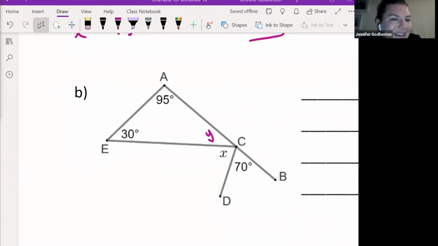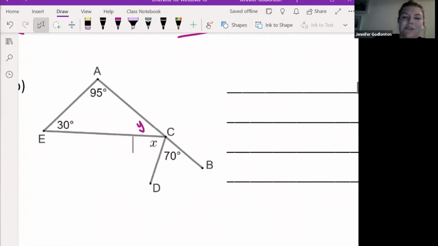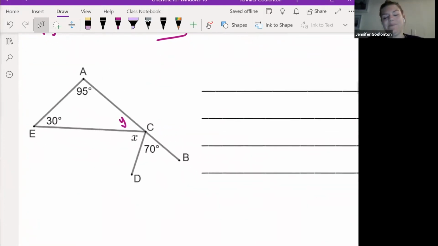Anam, what are you sitting with for x? I'm sitting with x equals 55 degrees. That's sounding good. Can you talk me through how you did it? I said x plus 95 degrees plus 30 degrees equals 180 degrees. And then I said rule exterior angles of a triangle.